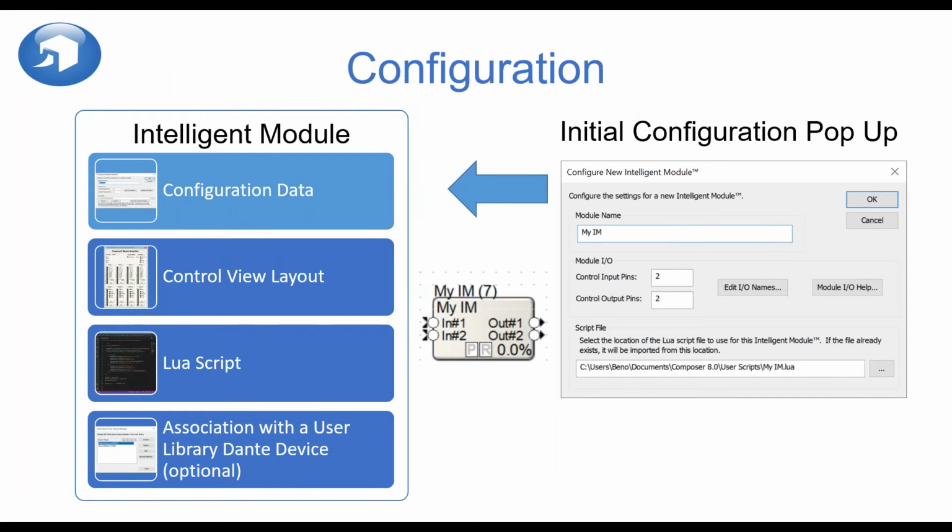So configuration data: that is the name of the module. That is the number of input and output pins and control pins, and you can give them custom names and change the number of them that you need for the module. You might only need outputs, you might only need inputs, however many you need. And then the third part of the configuration data is the location of the external script file that you're going to be using with the intelligent module. And once you define that, you're ready to use it.